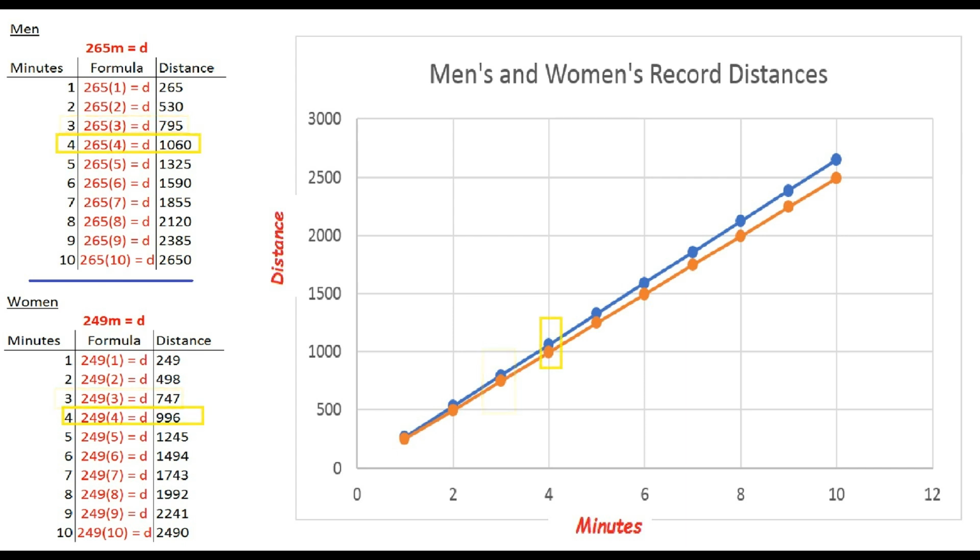And as time goes on, what do you notice? That the men are gaining more distance than the women. That makes sense because 265 feet per minute is faster than 249 feet per minute. It's like we're driving two cars and one person's driving 60 miles an hour, the other person's driving 30 miles an hour. Of course, the person driving faster is going to go further in 1 hour. It's the same relationship right here. So as we get to minutes 9 and 10, you'll notice that the difference between the men and the women gets to be more and more.